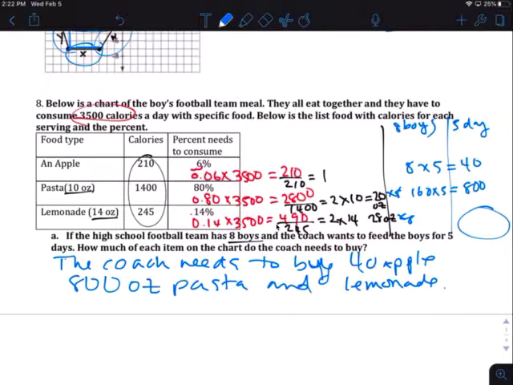Give me the ounces of lemonade. That should help.